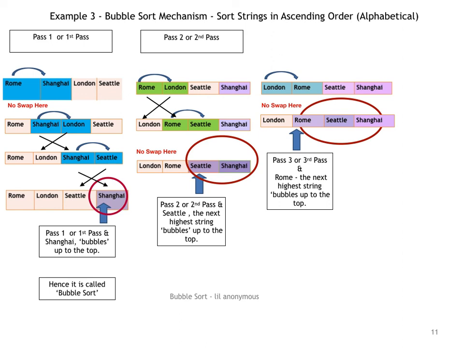So here we've got the third pass, and after the third pass, Rome, the next highest string, has bubbled up to the top. So it's taken us 3 passes to sort this array of 4 elements. That's all for now, folks.